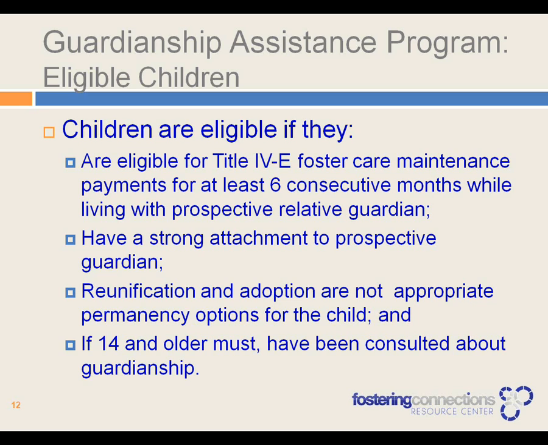They must also have a strong attachment to the prospective guardian, and reunification and adoption must not be appropriate options for the child. Sometimes this is referred to as rule-out in shorthand, but the Act says not appropriate. And we see it as determining in each individual case whether or not reunification and adoption are appropriate for individual children. And of course, the reasons will vary as to why they may or may not be appropriate in individual cases. Finally, if the youth is 14 or older, they must be consulted about the guardianship.